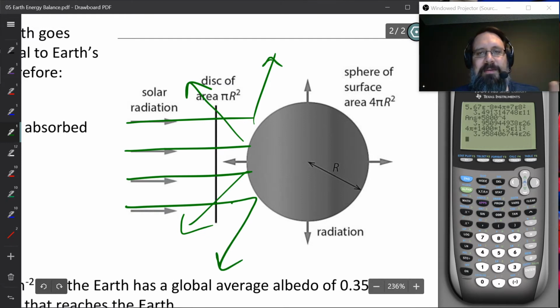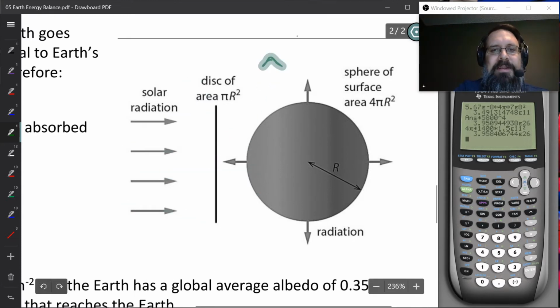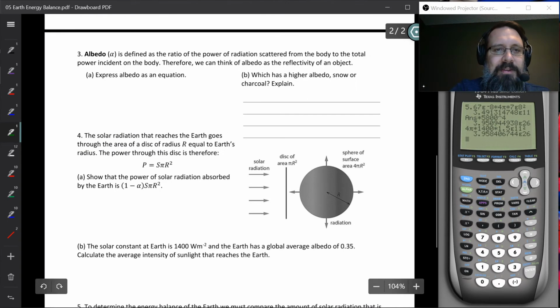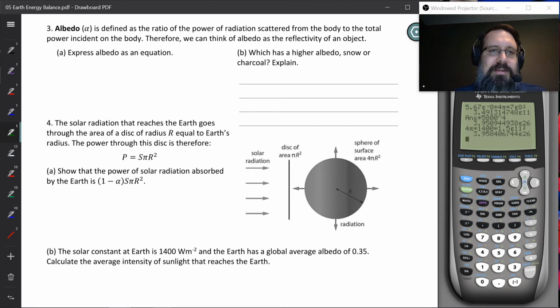And so we need some way of expressing how much of the incident power actually gets scattered off the earth. The way you do that is with a constant called albedo. Maybe some of you learned about albedo when we were studying for the group 4 project. So albedo, the symbol is alpha, Greek letter alpha, is defined as the ratio of the power of radiation scattered from the body to the total power incident on the body. Therefore, we can think of albedo as the reflectivity of an object.